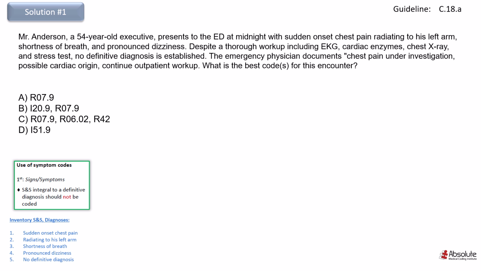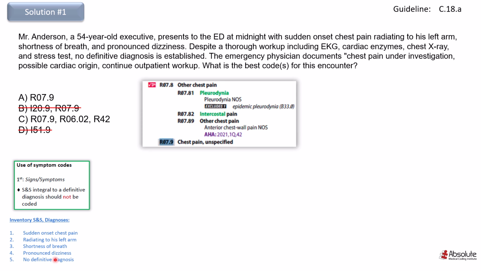Okay, so I have our little cutout from our guideline over here, and a small inventory list. Let's go on to solving the scenario. Since we have no definitive diagnosis, as listed as number 5 on our inventory list, and it's just a possible cardiac origin, I'm going to eliminate our I codes based off of that because I know it's not going to be in that chapter. So I'm going to eliminate B and D. And now let's take a look at these R codes.